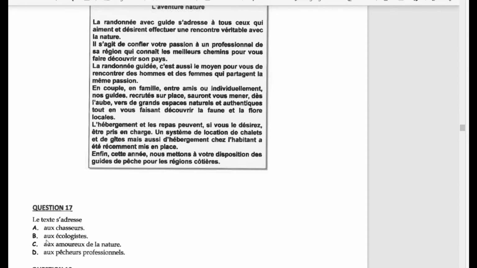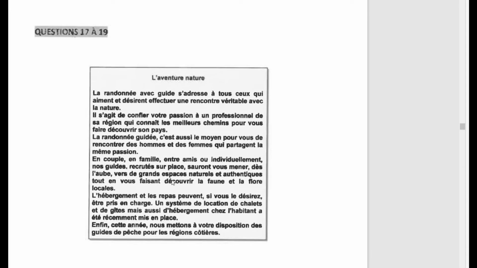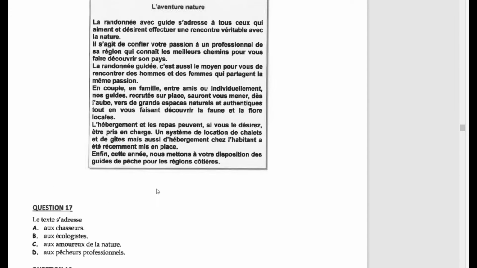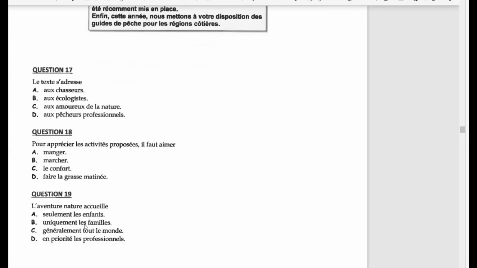We haven't read it, but you can also guess what could be the right answer. By just reading the heading, I'm saying that this could be option C. Pour apprécier les activités proposées, il faut aimer. In order to appreciate this particular activity, the person should like to eat, to walk, the comfort, or to faire la grasse matinée. Now, if you have to go for a walk activity in nature, then probably the person should like to walk, which is marcher. We'll see later.